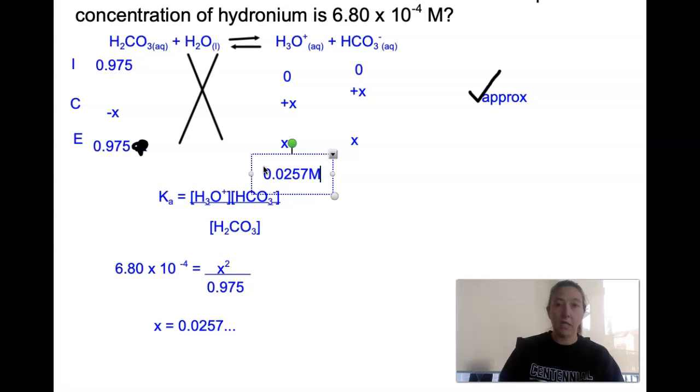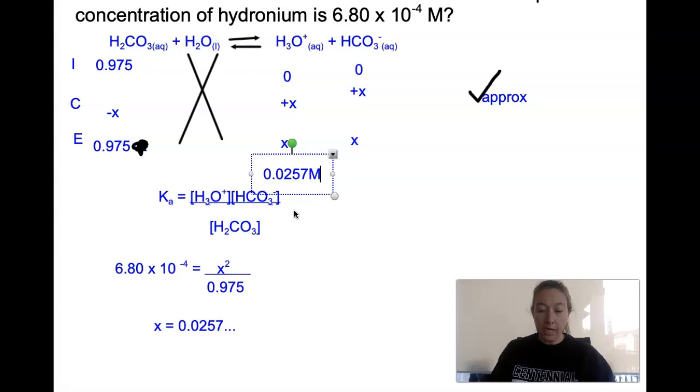Okay, so if you didn't recognize that you could have done that and you chose to graph it instead, and you did the x squared over 0.975 minus x, you get a super similar answer. You get 0.0254. So it's just that last digit that's going to be a little bit different. So that's where I was saying it is helpful to recognize when you should approximate, because on the diploma, they will approximate. They won't not approximate, okay?